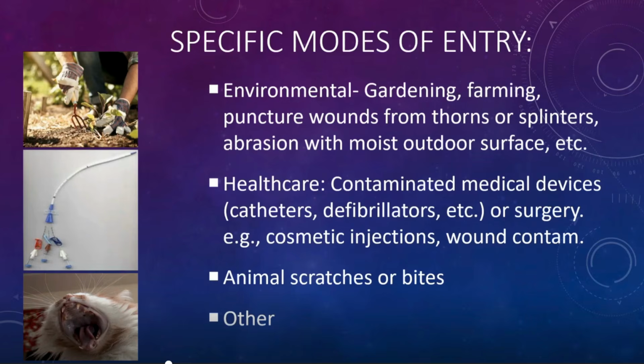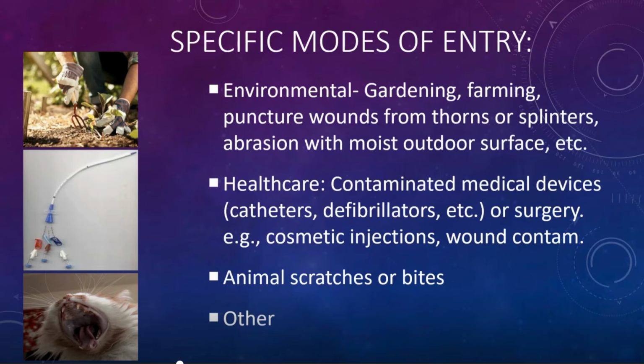There are several specific modes of entry for Nocardia, but the most important is environmental. Again, people who are gardeners, who farm, basically you can get a percutaneous abrasion or puncture from outdoor sources like thorns or splinters, or abrasion with a moist outdoor surface. Under the right circumstances, you can become exposed.